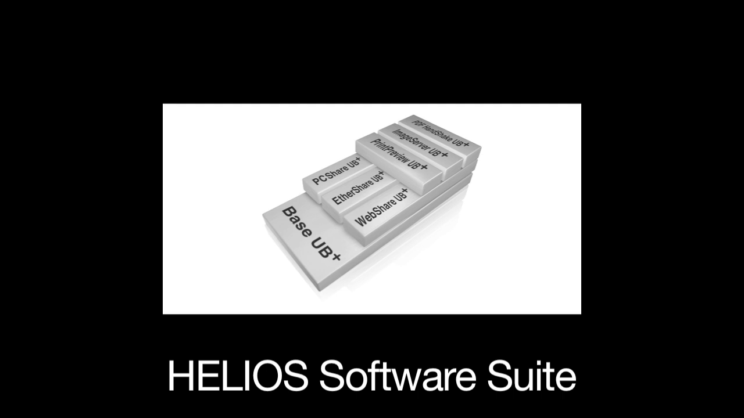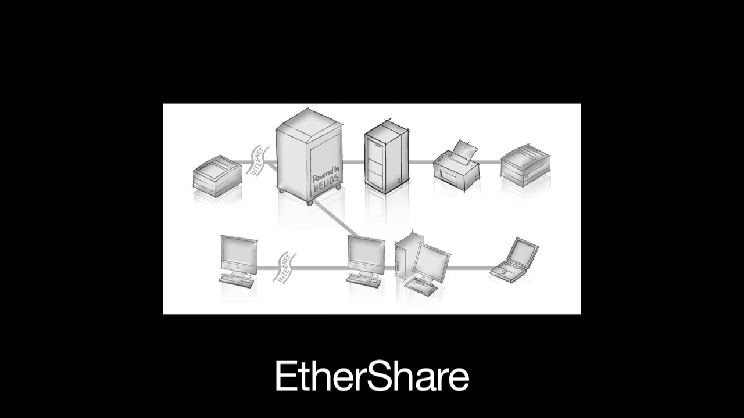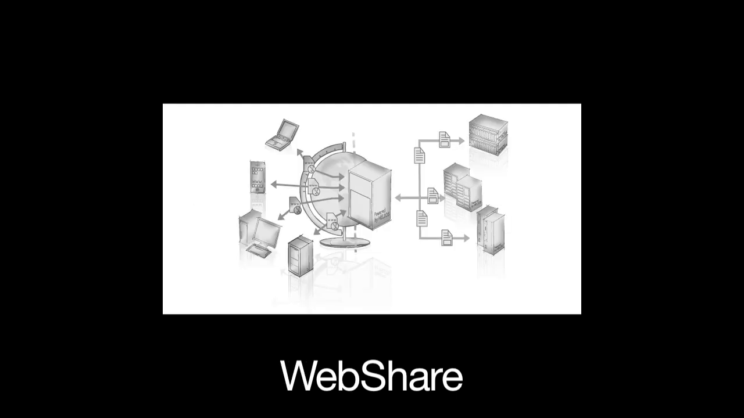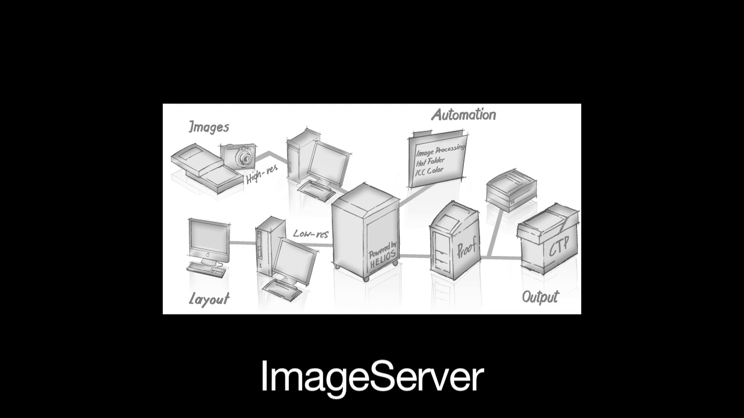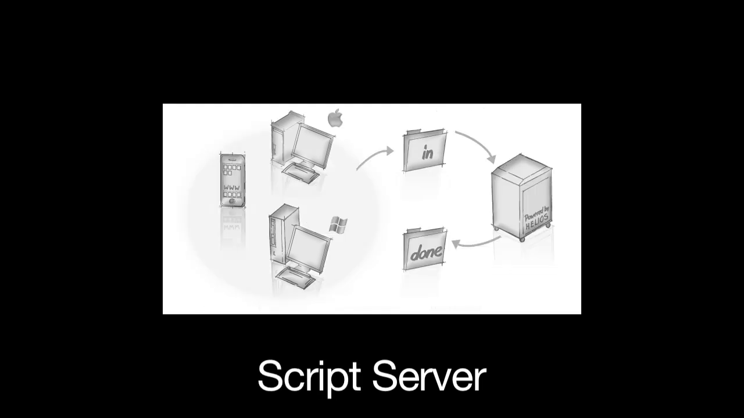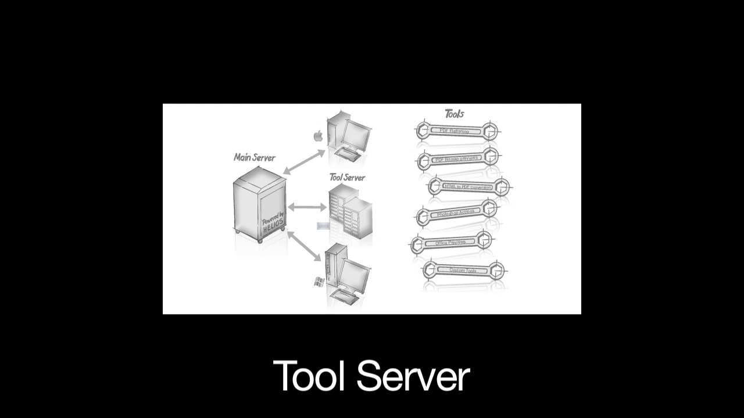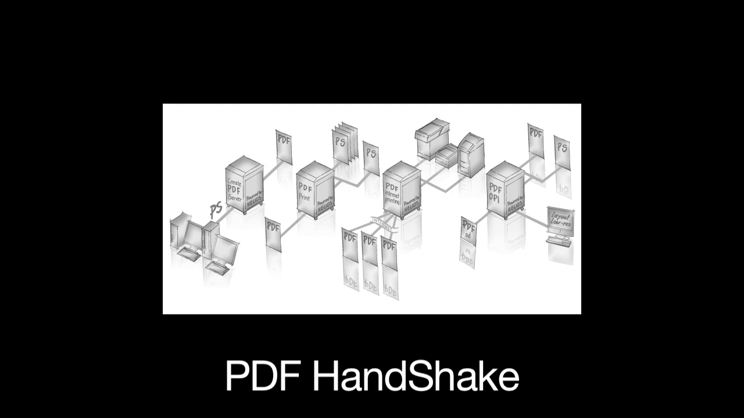Congratulations! You just installed a sophisticated, high-performance, cross-platform file and print server with advanced image processing, PDF production, workflow automation, and proofing capabilities. The Helios base manual contains additional configuration details. The EtherShare, PCShare, WebShare, ImageServer, PDF Handshake, and Print Preview manuals describe how to best utilize those applications.